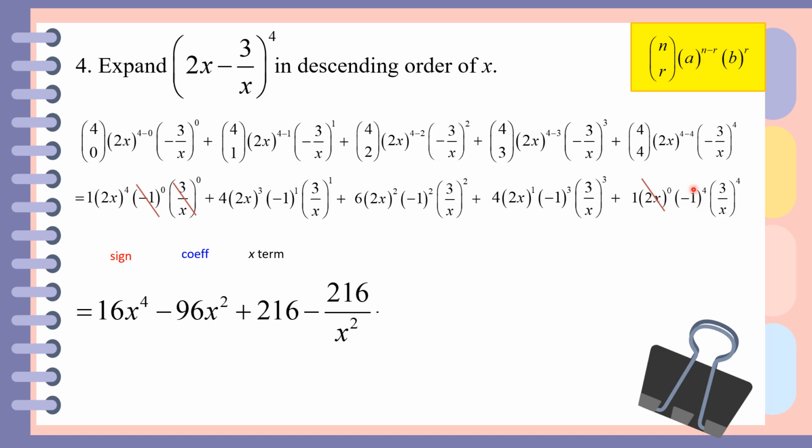Lastly, the sign here will be a positive sign. So we will have 3 power 4 for the coefficients, which is 81. And the x term will only be x power 4 at the denominator. So what do you observe about the sign? When there's a negative in the middle here, your sign will be alternating from plus to minus to plus to minus to plus and so on.